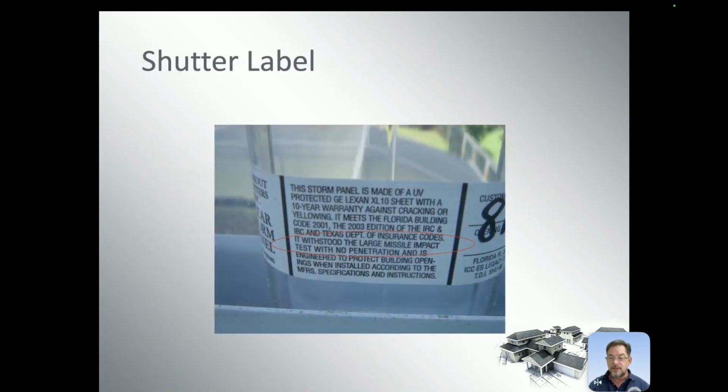So, again, when you're reading these shutter labels, make sure, just because it says large missile, but this one actually says Texas. So there are shutters out there that meet other state requirements, so you want to make sure they meet the Florida requirements, not just Texas or Louisiana, two I've seen before. Here you go. That's what it should look like. And you got your numbers, your ASTM right there, and you got large missile.